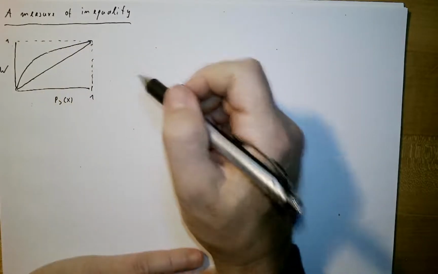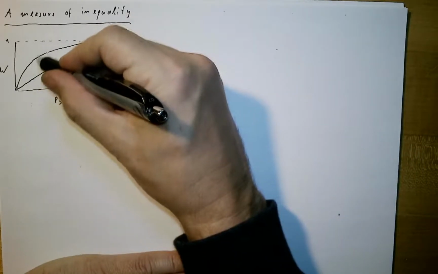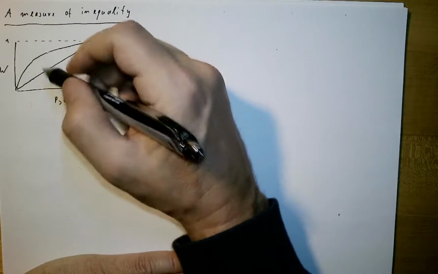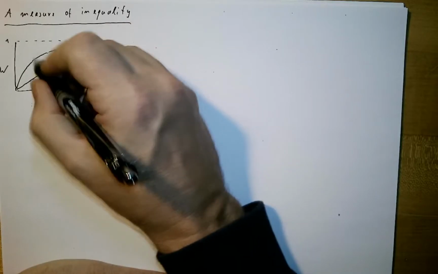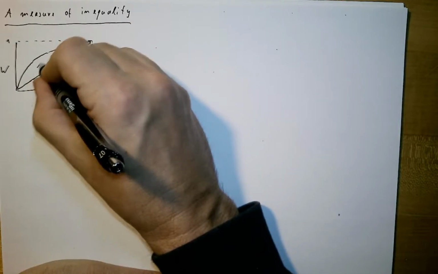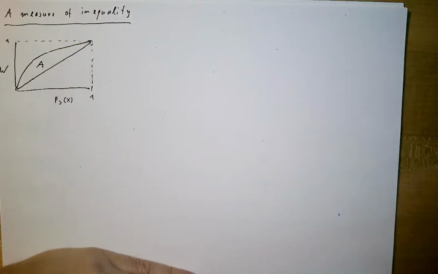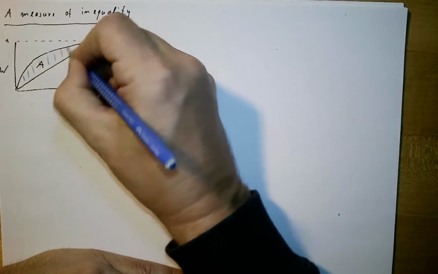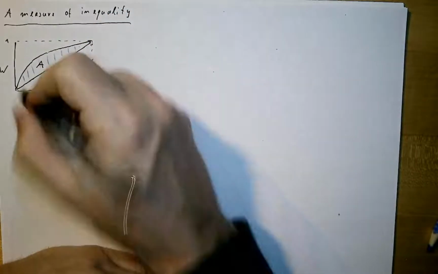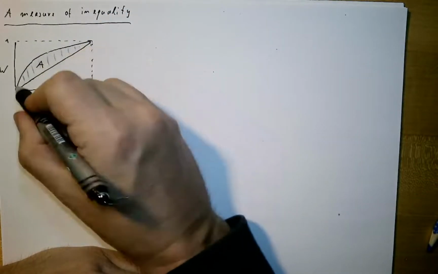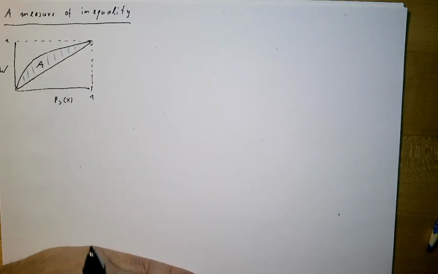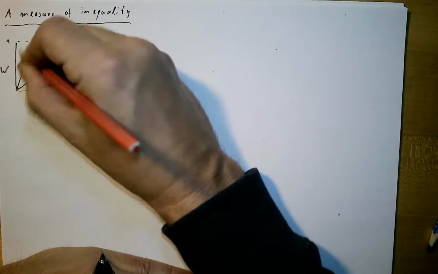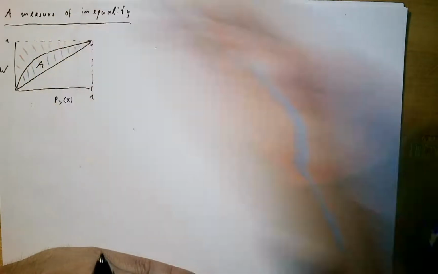Now Gini came with the idea to measure the deviation of the real curve from the diagonal. To measure this, we look at the area. So this A is the area in this part here, the area of the Lorentz curve over the diagonal, and then the rest, this area we call B.